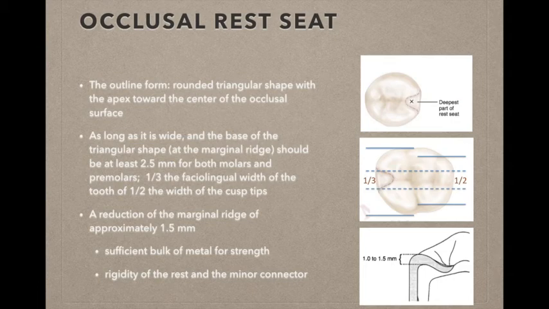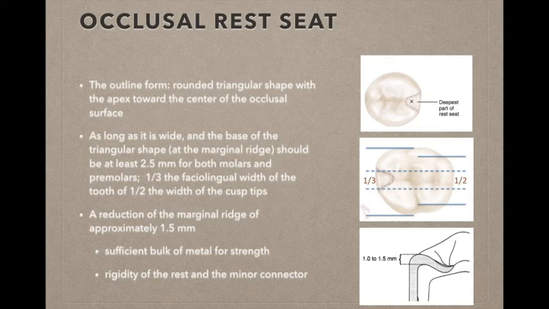However, the other textbook said that due to the different sizes of the tooth, they would suggest using the facial lingual width as a guide. So you should have one third of the facial lingual width of the tooth. Or if you use the cusp tips, then it will be one half the width from the buccal cusp tip to the lingual cusp tip.